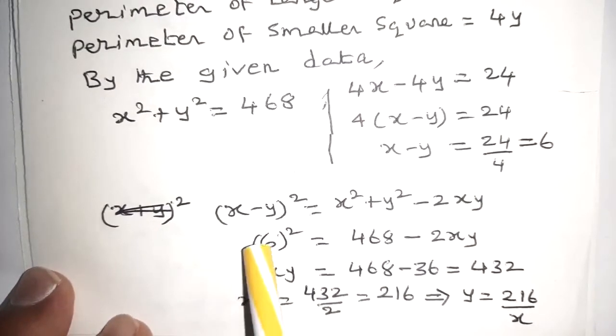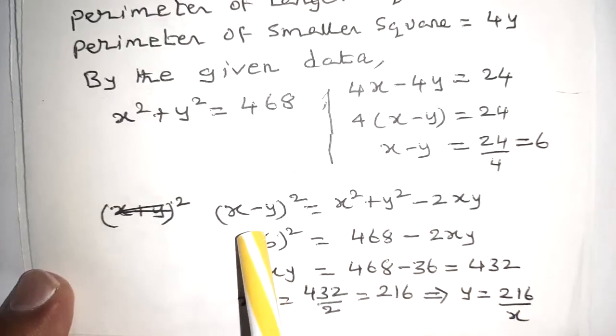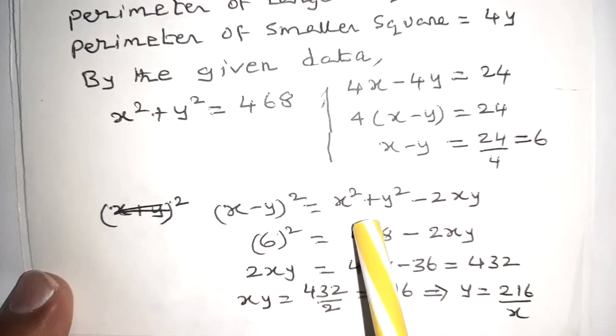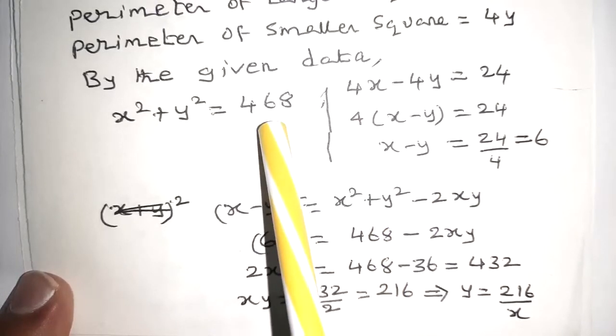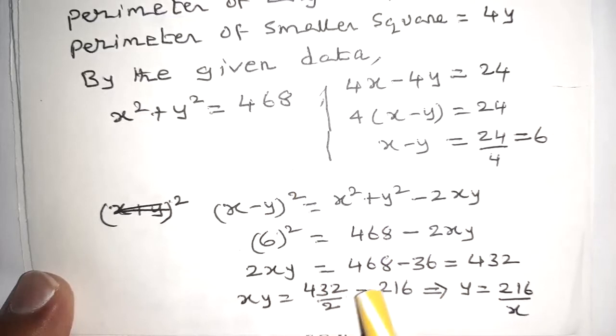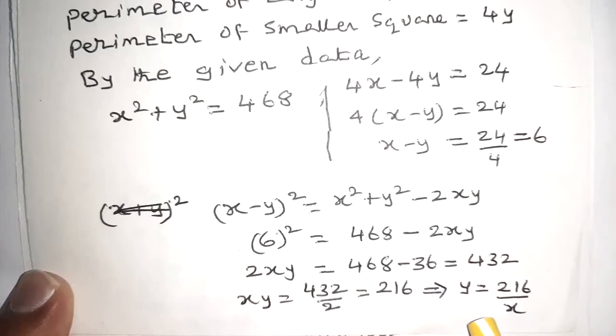(x minus y) whole square equals x square plus y square minus 2xy. x minus y equals 6, so 6 square. x square plus y square is 468, so we have written 468. From this we get 2xy equals 432, so xy equals 432 by 2, that equals 216. Therefore, y can be written as 216 by x.